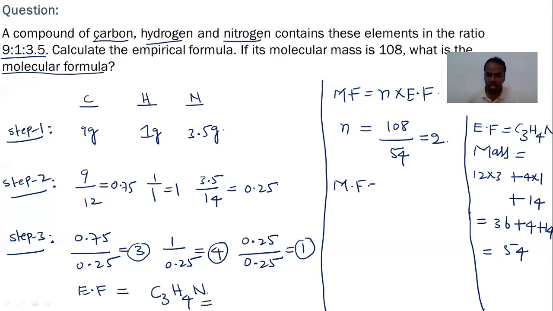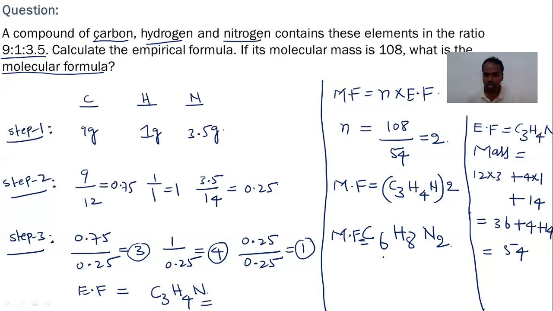Now find the molecular formula. The molecular formula is the empirical formula C3H4N times 2, which we can write as C6H8N2. So this is the molecular formula. This is the method of finding molecular and empirical formulas, and the relation between them.